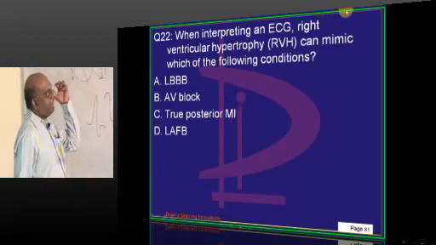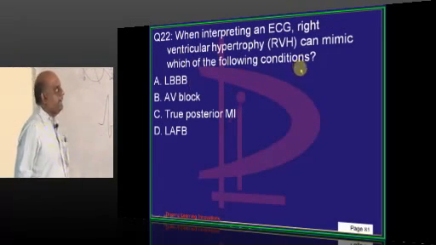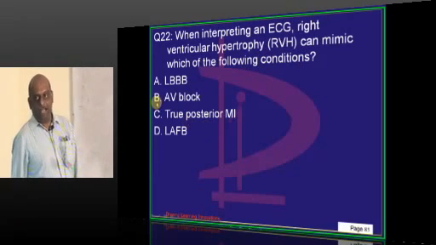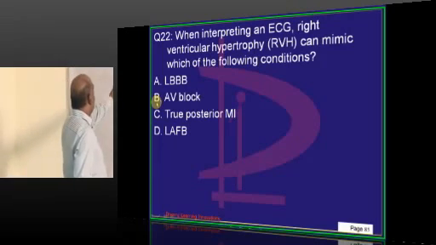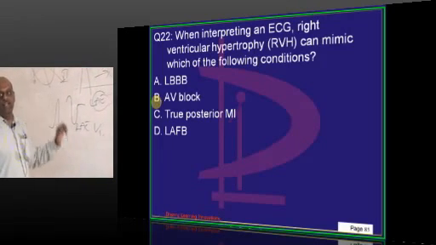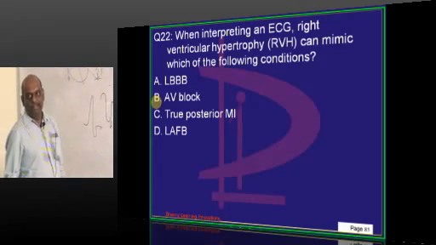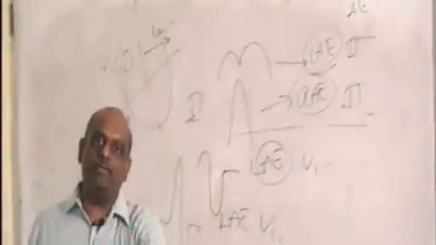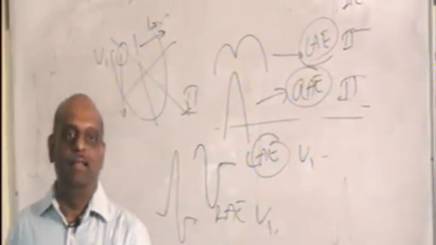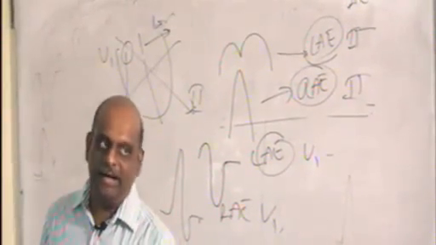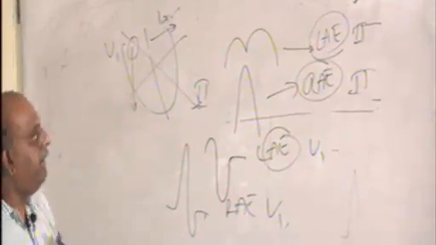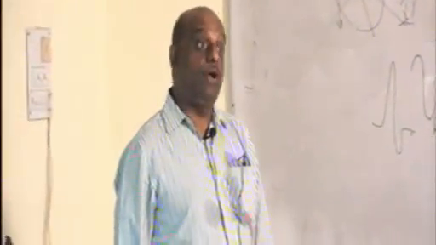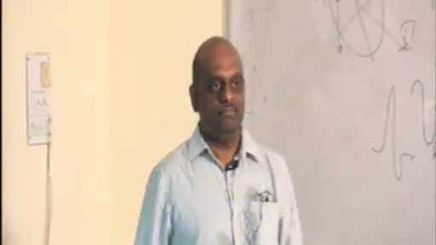Then when you are interpreting an ECG, what can right ventricular hypertrophy mimic? If right ventricular hypertrophy is there, V1 or V6, which lead is right sided? V1. So the QRS complex becomes very prominent and a positive R wave will appear in lead V1 in right ventricular hypertrophy. Even in posterior wall MI, you find a positive R wave in lead V1.